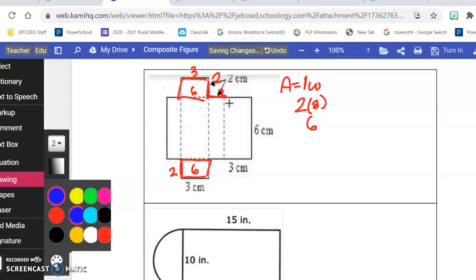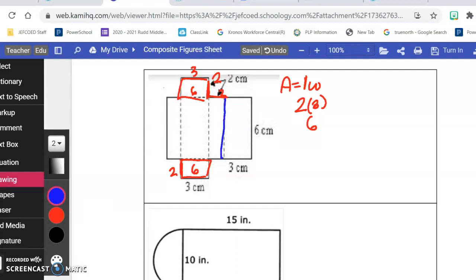All right, let's look again. Now I have this rectangle right here. This is a 3 by 6, and it's going to have a match over here. So let me see, 3 times 6, that's 18. So this one's 18, this one's 18.